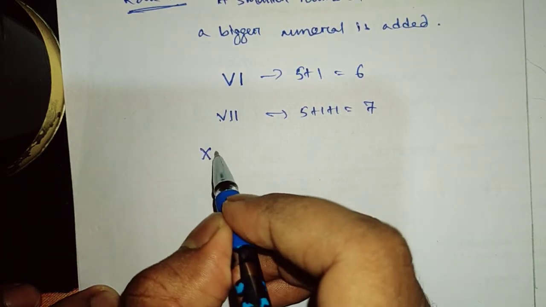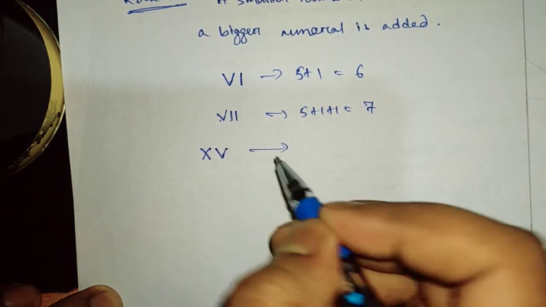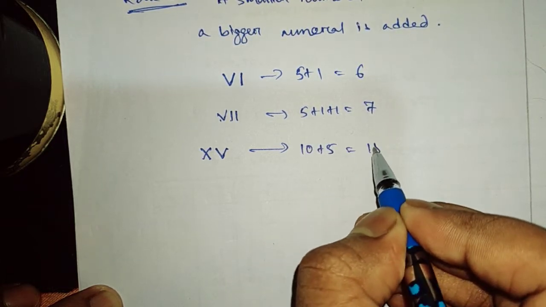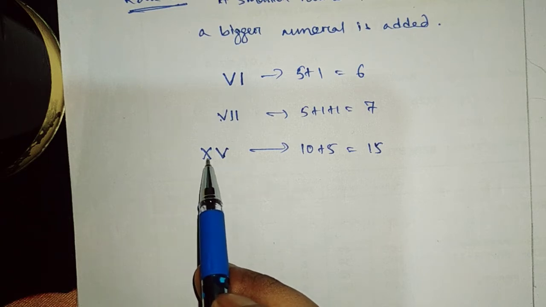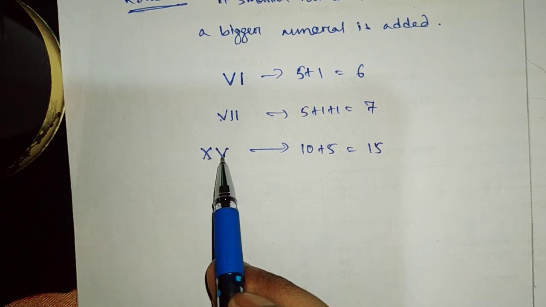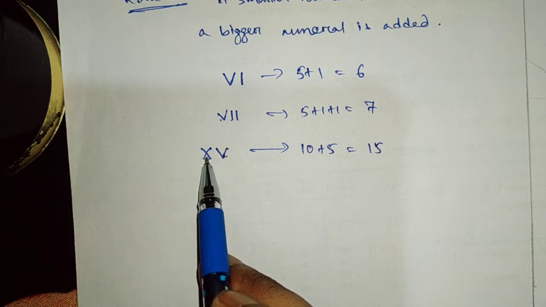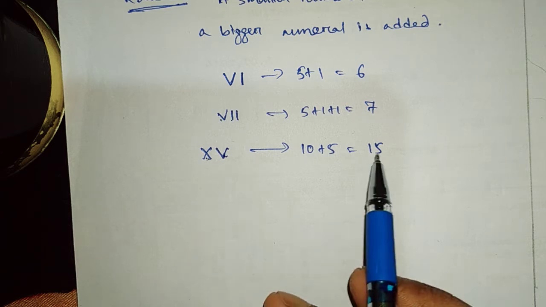Okay. So for example, we take X. The value of X is 10. If we write V here, this will be 10 plus 5, that is 15. That means V is a smaller numeral, X is a bigger numeral. So if V is written after X, that means this part is added to this. So 10 plus 5 is 15.